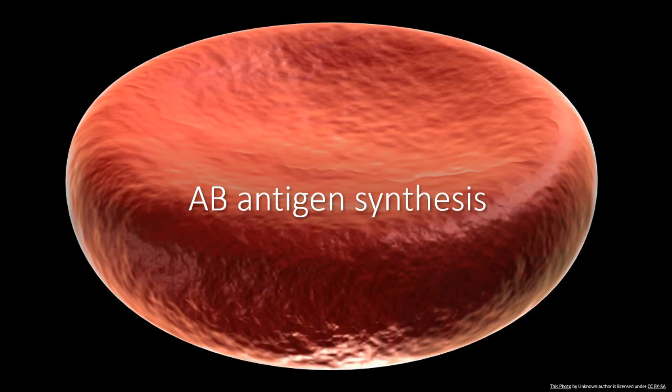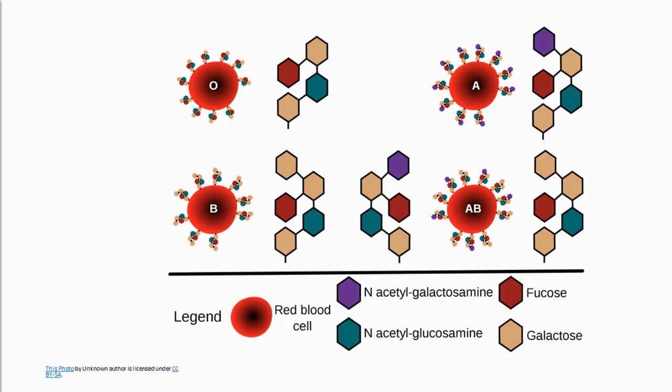So we will now consider the molecular basis of ABO antigen synthesis. A and B antigens are synthesized by enzymes. First, the precursor is formed, which consists of a galactose, N-acetylglucosamine, and another galactose. Next, H substance is produced by the activity of 1,2-fucosyl transferase, which adds a fucose onto the precursor. If this is not modified further, the red cells are group O, as shown in the top left-hand side.